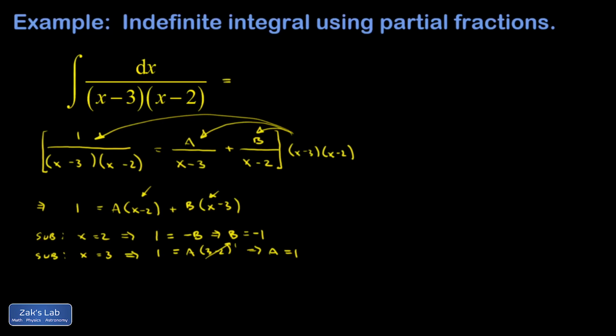So I've just re-expressed this integrand as a sum of two simpler fractions. A is 1, so look at our original proposal. Replace A with 1, and I get 1 over x minus 3. B is negative 1, so I get minus 1 over x minus 2. And each of these pieces is quickly guessed. These are both natural logs, so this is natural log absolute value x minus 3 minus natural log absolute value x minus 2 plus C.